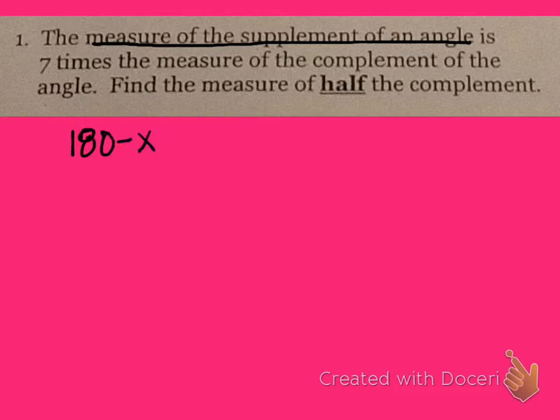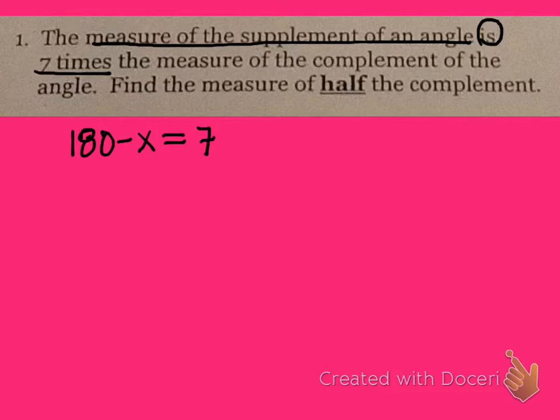So that's the first thing. The next word is "is." Is will always translate to an equal sign. The "is" is going to divide your equation into 2 halves. So whatever's before "is" will go before the equal sign. Whatever is after the word "is" will go after the equal sign. The next part says 7 times. So we're going to have the number 7 times something.